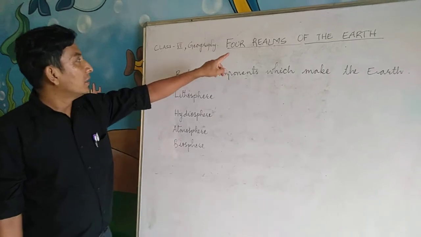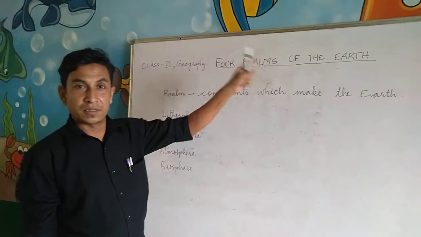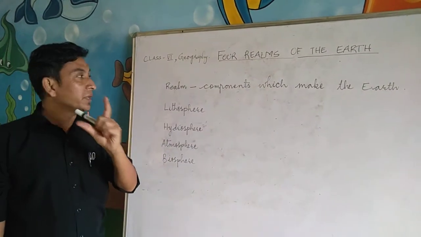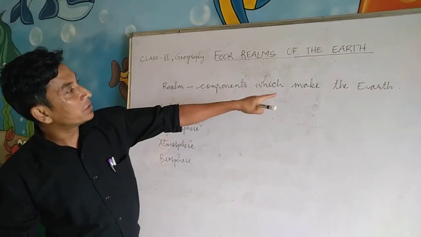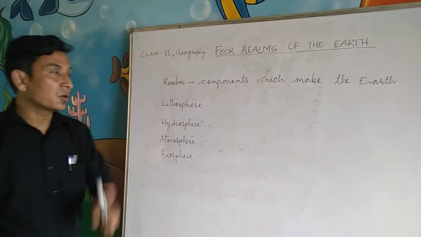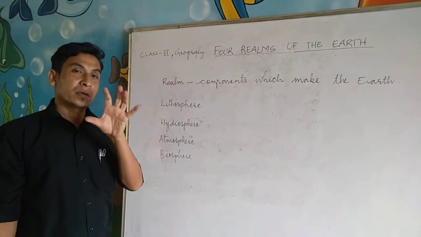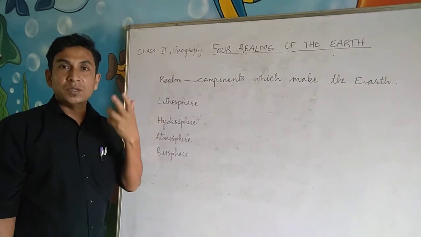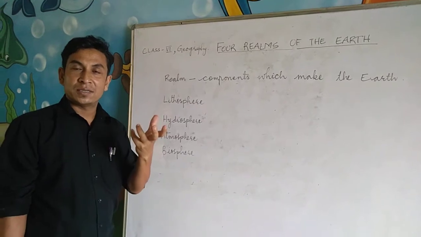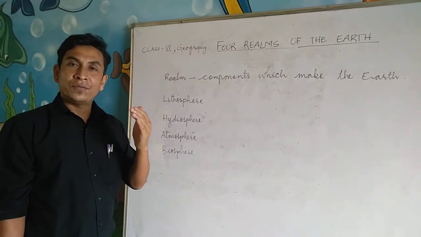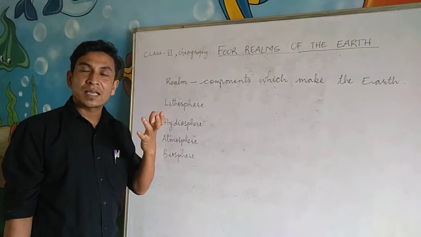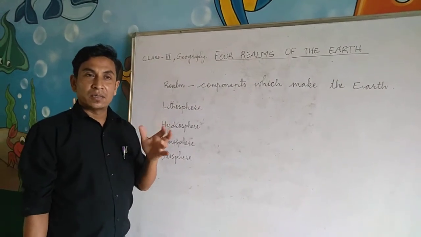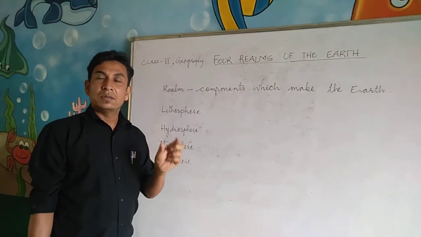Today's topic is four realms of the earth. The word realm means the components which make the earth, the basic components which make our earth. So we know earth is the only planet in which life exists, means living beings can be found only on the earth among all other planets.